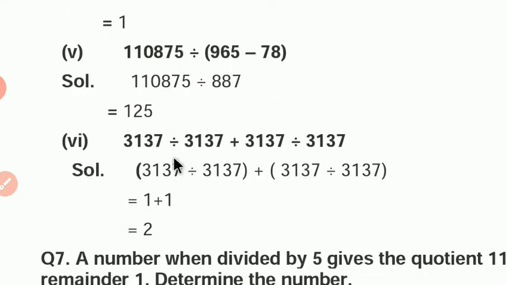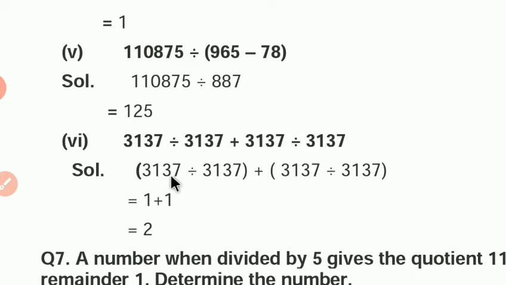Then the last one, 3,137 divided by 3,137 plus 3,137 divided by 3,137. According to the BODMAS rule, we know that first we will divide, after that multiply, addition and subtraction. But here only two operations are given, addition and division. So first we will divide, after that we will add.